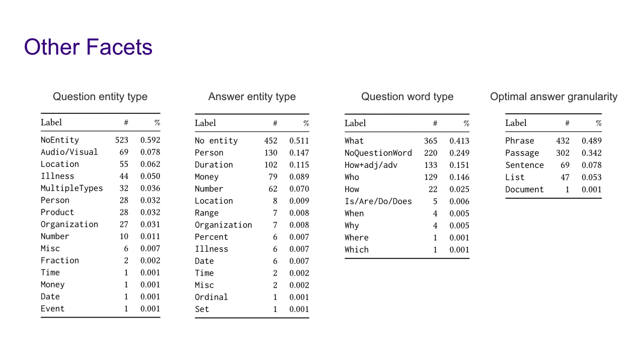According to the third table, as expected, what questions are the most common. And we see very few when, where, and why questions in our sample. Finally, in the last table, we see that almost all questions can be answered properly without retrieving an entire document, and about half of the questions can be optimally answered by a simple phrase.